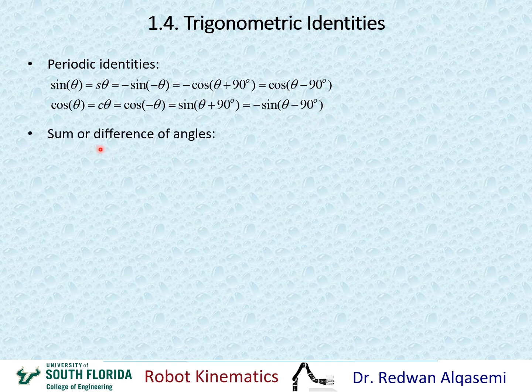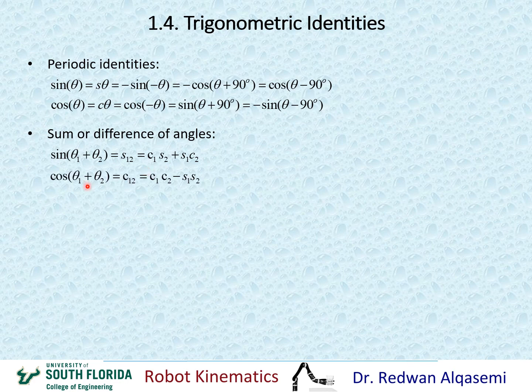Now the sum or difference of angles. Let's start with sine of theta 1 plus theta 2. We symbolically write it in this course as S12, which stands for sine of theta 1 plus theta 2. Please do not confuse this with sine theta 1 plus sine theta 2; that's a different equation. This is sine of theta 1 plus theta 2 within the same bracket, and that equals C1 S2 plus S1 C2. When we see C1, that means cosine theta 1, and S2 means sine of theta 2.